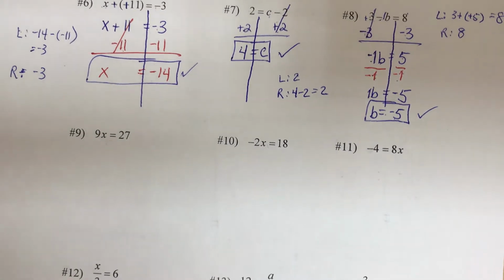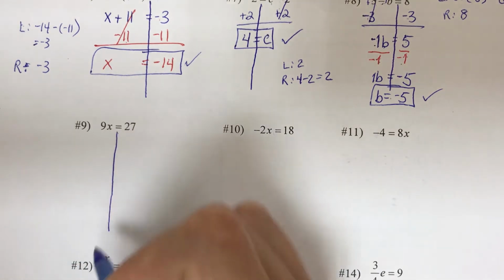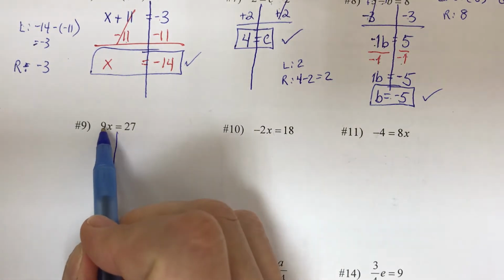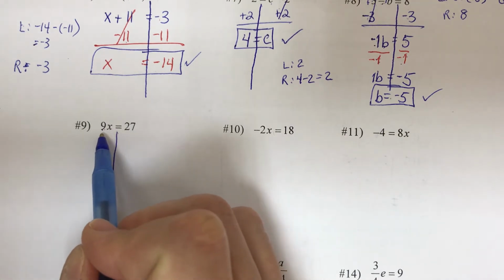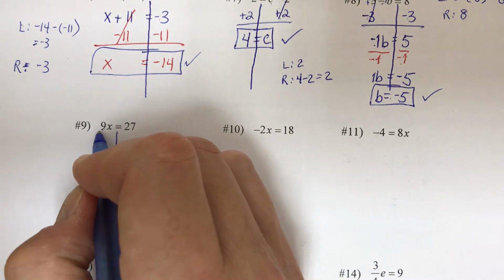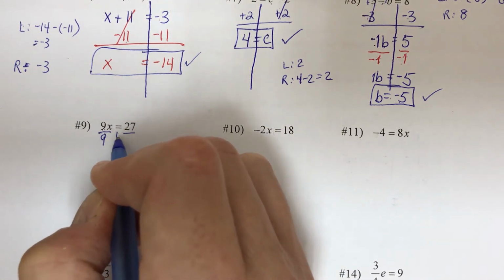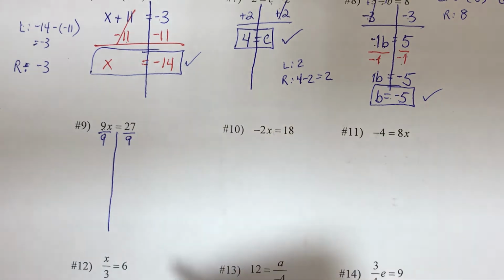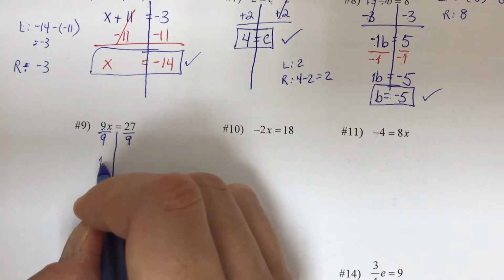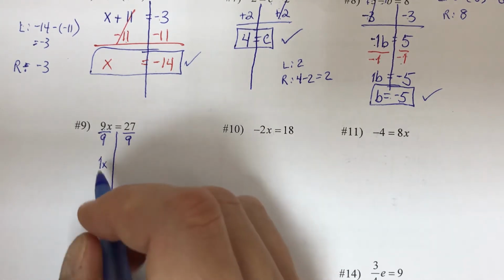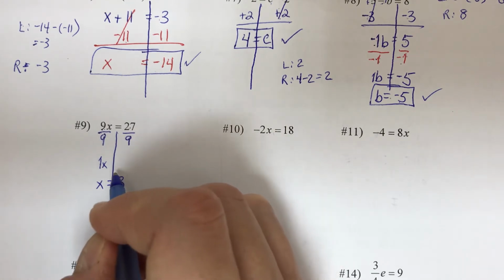All right, now, number 9. Now we get into coefficients. This is 9 times x equals 27. How do we undo multiplication? Well, we divide. So I'm going to divide by 9. Now I have to do this on both sides. 9 divided by 9 is 1. So this is just a 1x, which you don't need the 1. You can just say x equals 27 divided by 9 is 3.